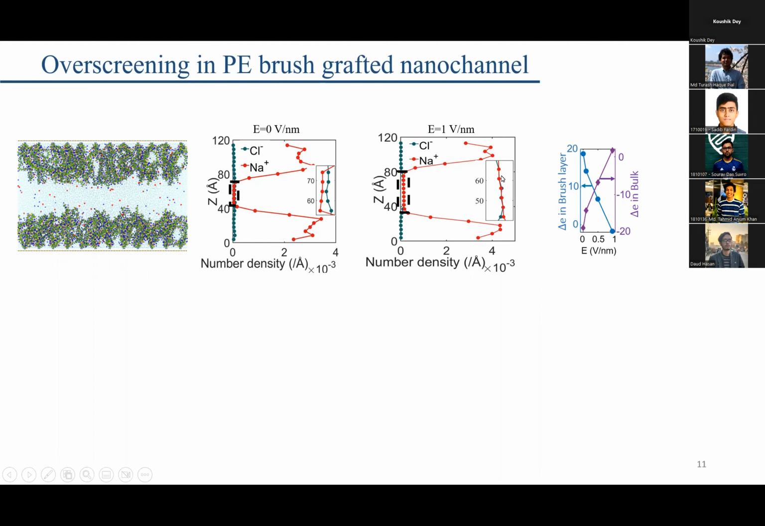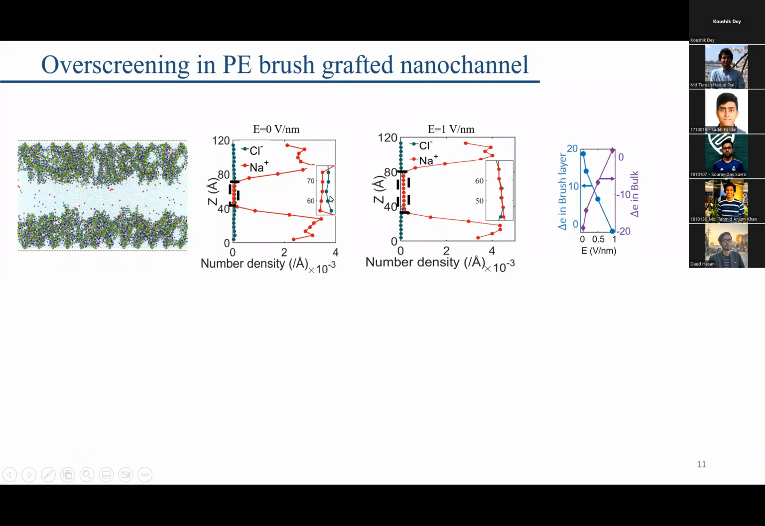And I checked that when I applied a very large electric field, this higher number of chlorine is actually vanishing. They are becoming very similar. A large number of chlorine is termed overscreening. Previously, people showed that overscreening can only happen with multivalent counterion. But here we are showing we can also have overscreening with monovalent counterion if you have this kind of system.